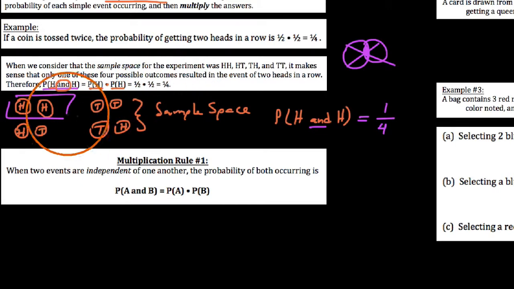And what that does is it takes away having to think about what the sample space is here, and reduces it to, well, we could just find the probability of heads as 1 out of 2 and the probability that it's heads here is 1 out of 2. And when multiplying those straight across, we get 1/4.